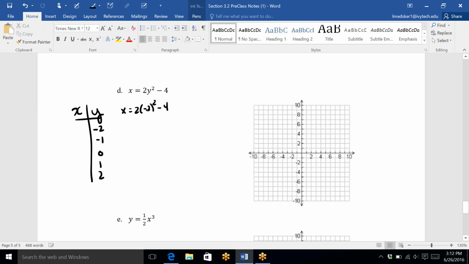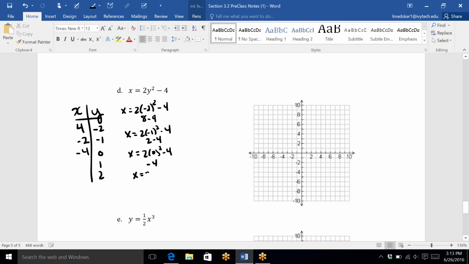So that would be -2 squared is 4 times 2 is 8 minus 4, so that would be 4. Then we plug in -1. -1 squared is 1 times 2 is 2. 2 minus 4 is -2. Let's see. 0, so 2 times 0 squared. 0 times anything is 0, so this is just -4.